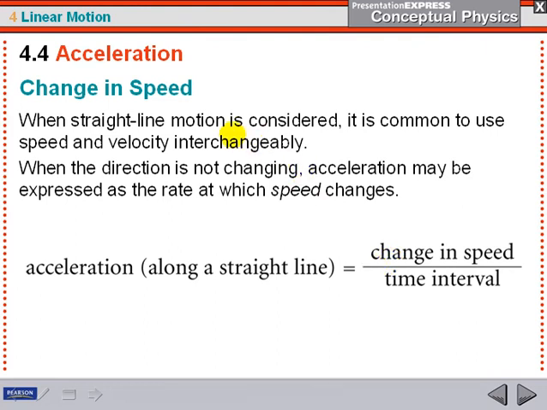We're often going to use speed and velocity interchangeably if we're talking about something that's going in a straight line. So we'll often talk about acceleration as a change in speed over time. Don't let that throw you off if I start talking about speed when we're talking about acceleration, because often we're talking about something moving along a straight line.